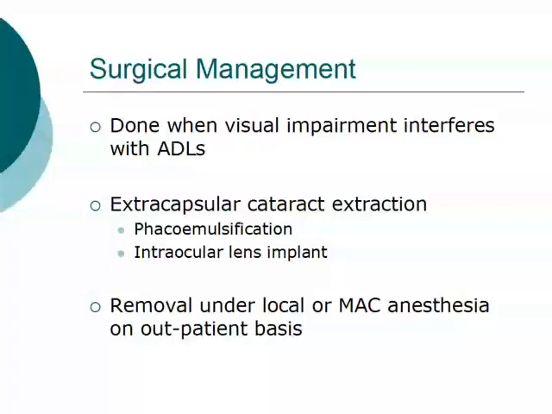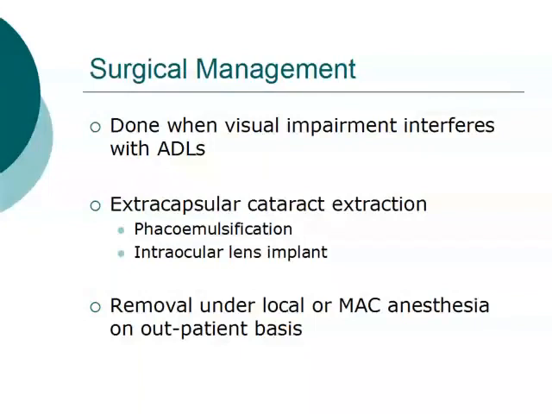Surgical management is going to be done when the visual impairment is getting so severe that it's starting to interfere with ADLs and the patient being able to do the things that they are normally able to do, such as reading and different things like that. The way that the surgery is done for cataracts is that the cataract is actually broken up with ultrasonic vibration. It's called phacoemulsification. This breaks up the lens into little fragments, which then can be suctioned out of the eye, and then a lens implant can be put in.